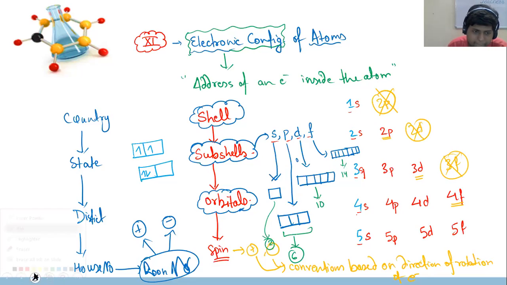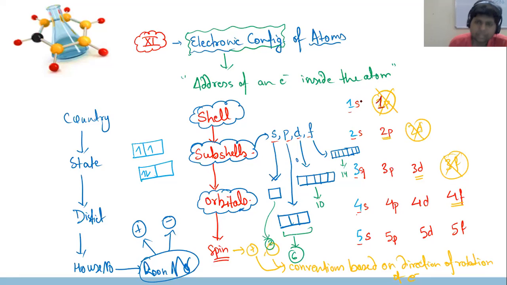So there will be two s. Sir, it should be only p. Yes, there is no 1p, sorry, no 1p and no 2d. Okay, fine.